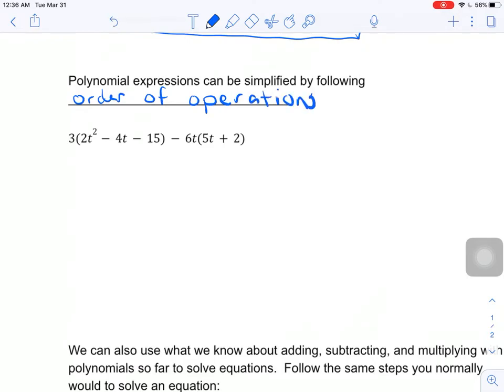So if I've got some multiplying going on with my polynomials and then some subtracting, order of operations tells me that I would do the multiplying first. So I need to figure out what 3 times 2t squared minus 4t minus 15 is. I need to do that multiplying. And then I also need to do the multiplying over here according to order of operations.